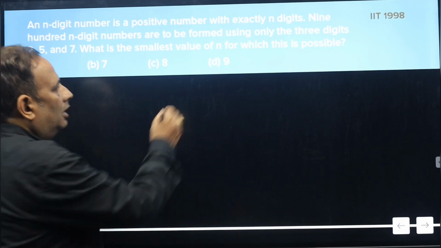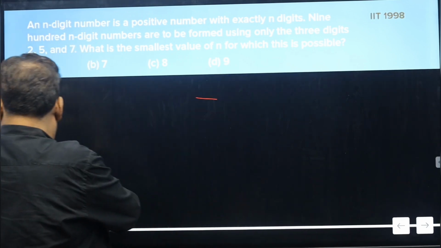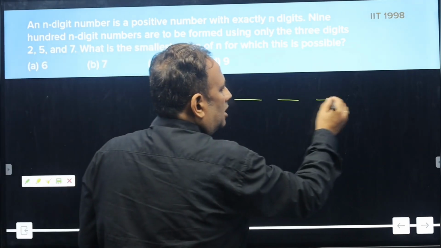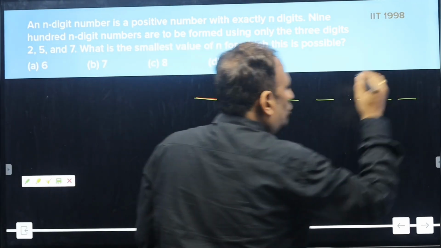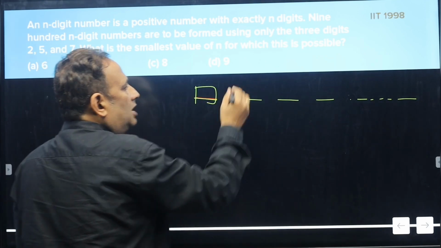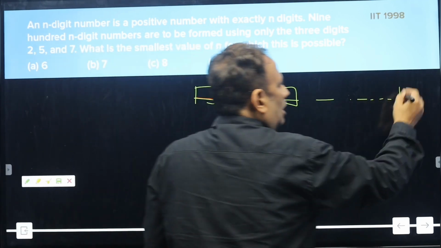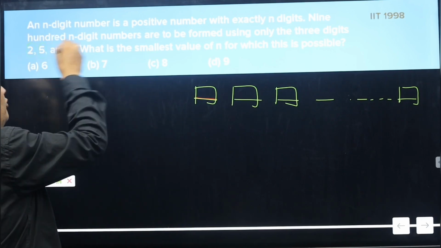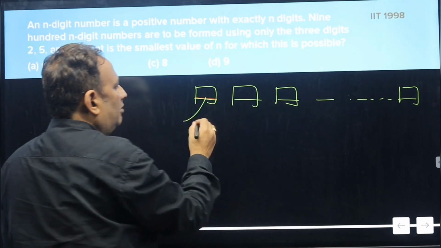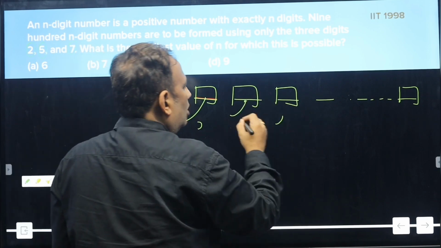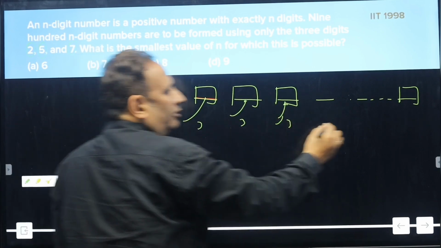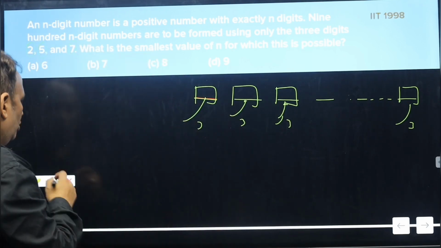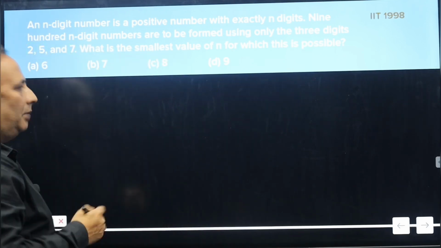So what we can do here is, total n positions are there, so on dot dot dot. In the first position, second position, third position, and so on up to the nth position, which numbers can we fill? Only we have the options 2, 5, 7. So this place can be filled in 3 ways, this can also be filled in 3 ways, this also 3 ways, and all the places we can fill in 3 different ways. So we have to use the fundamental multiplication rule.